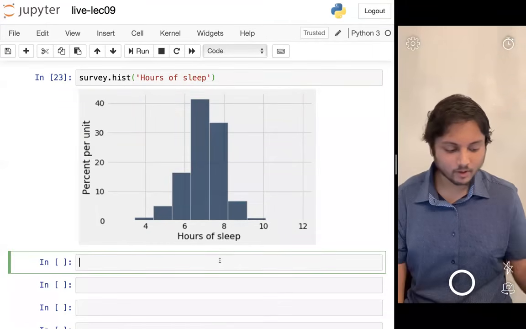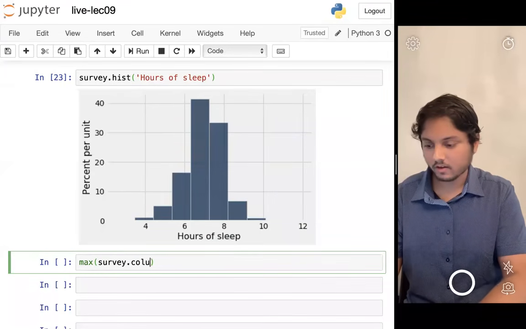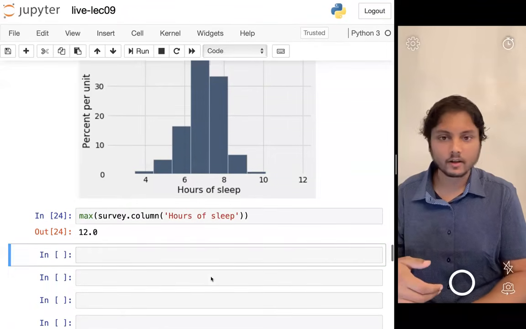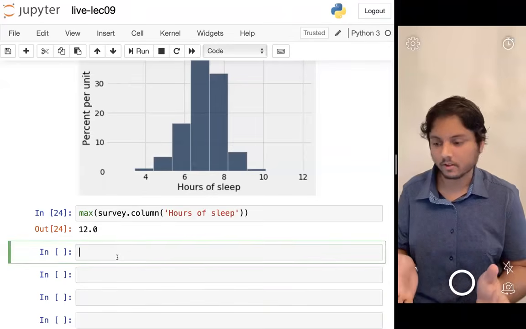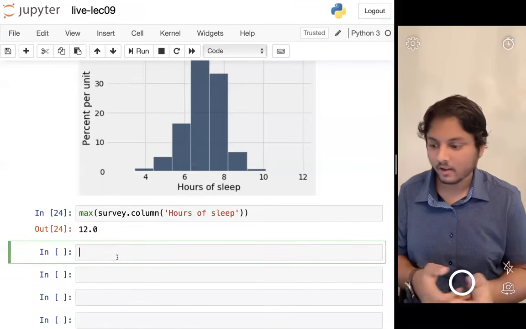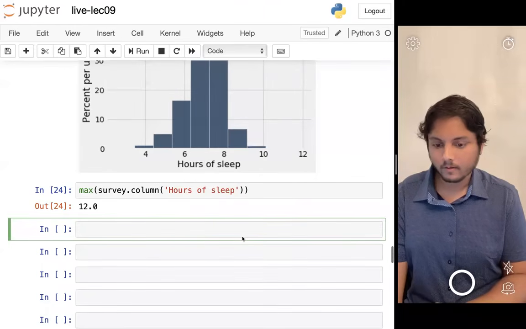But we can make sure Python didn't just mess up. We can figure out what the maximum in the survey is. We could do max of survey dot column hours of sleep, and that will let us look at who got the most amount of sleep. Somebody did get 12 hours of sleep in the survey. So that is real. There is at least one person at 12, and that's why Python did that.